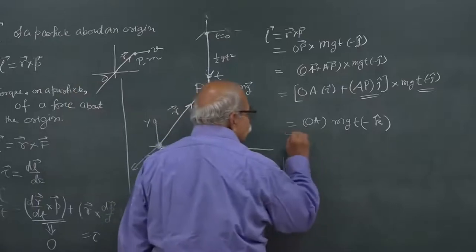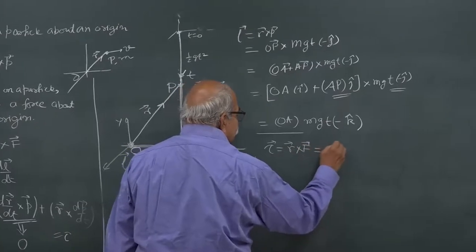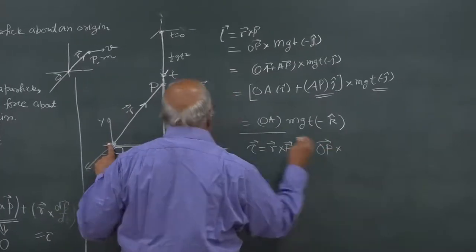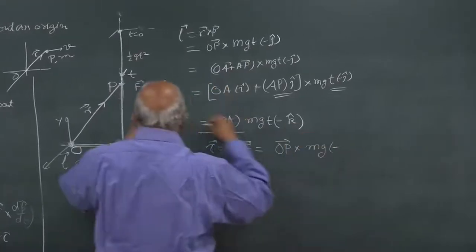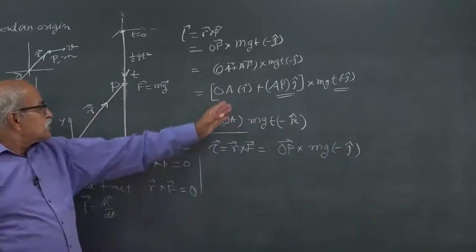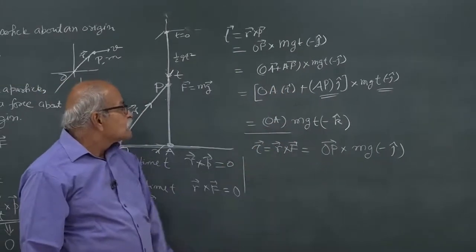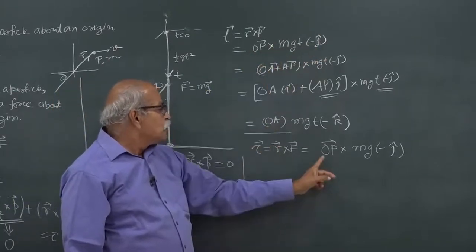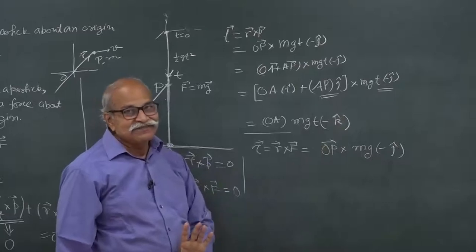What is torque? Torque is r cross F, and r is the OP vector. So, OP cross F. F is mg in the downward direction, so mg times minus j cap. Look at this expression for L and this expression for torque. What is the difference? OP cross mgt minus j cap, OP cross mg minus j cap. Only this t is not there, otherwise everything is the same.